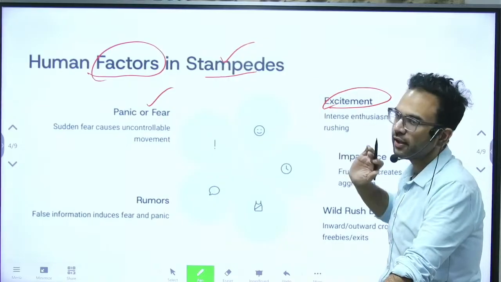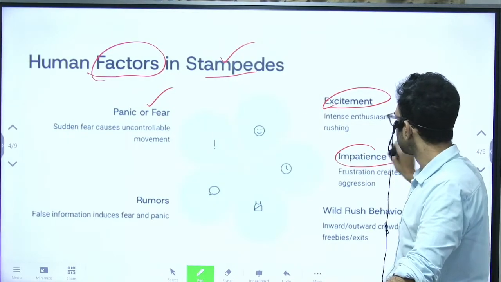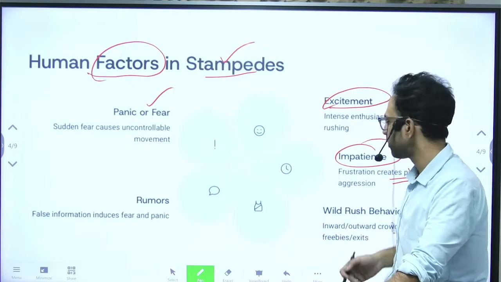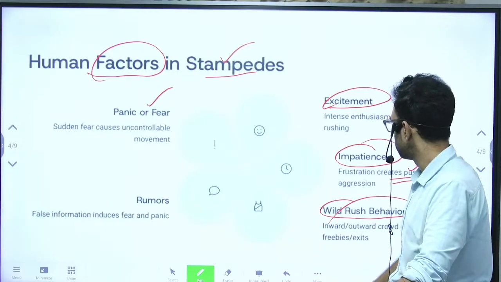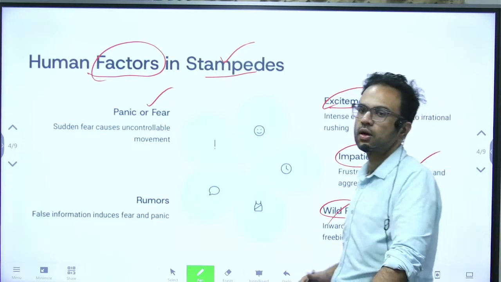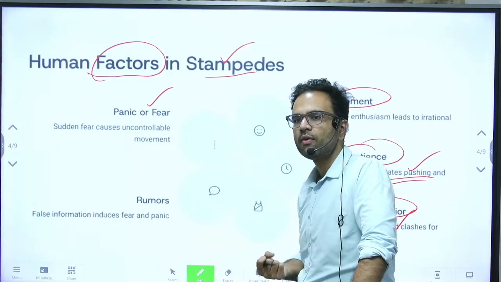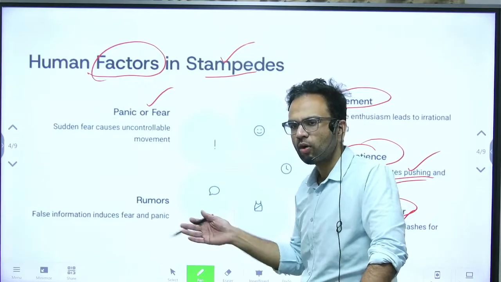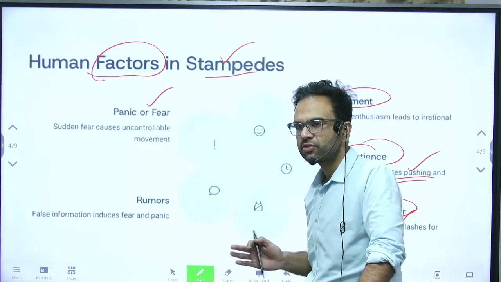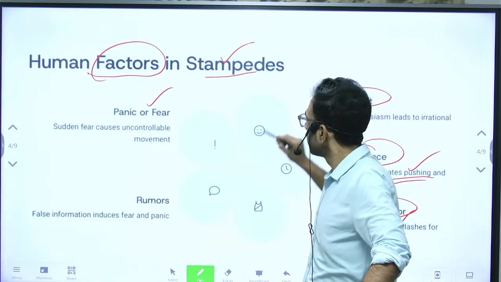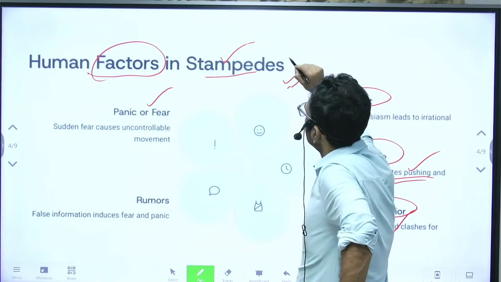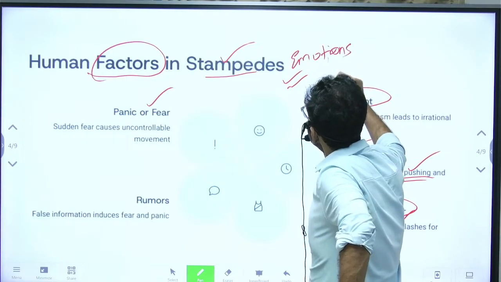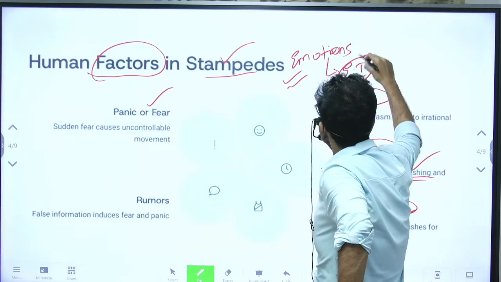Excitement, same thing like fear. Impatience, frustration, creating a scenario where they're pushing each other. Wild rush behavior, when they want to capture some freebies which are distributed there, or any exits that are there, they just want to walk in and walk out very quickly. Impatience and frustration. So essentially it's all about human emotions and emotional intelligence. This is something that you see in GS4.